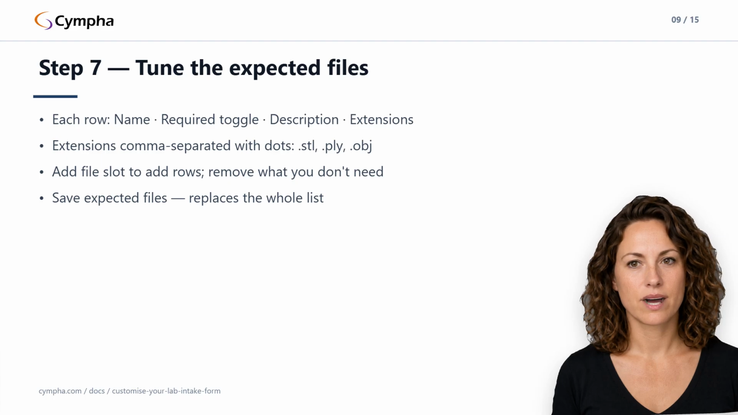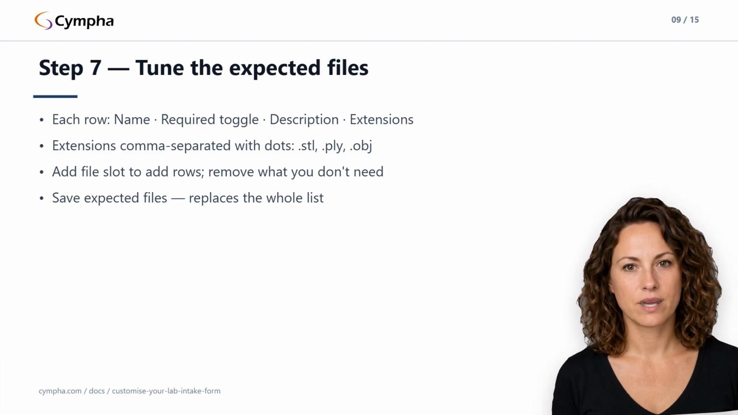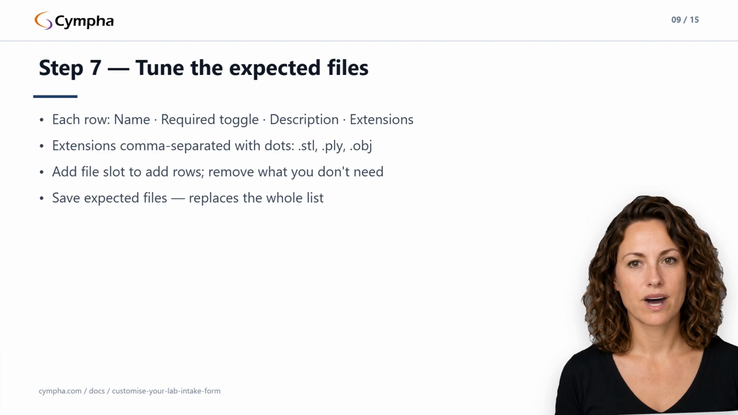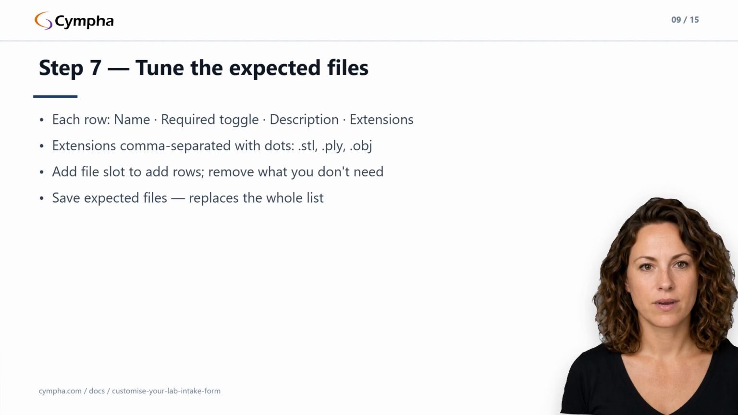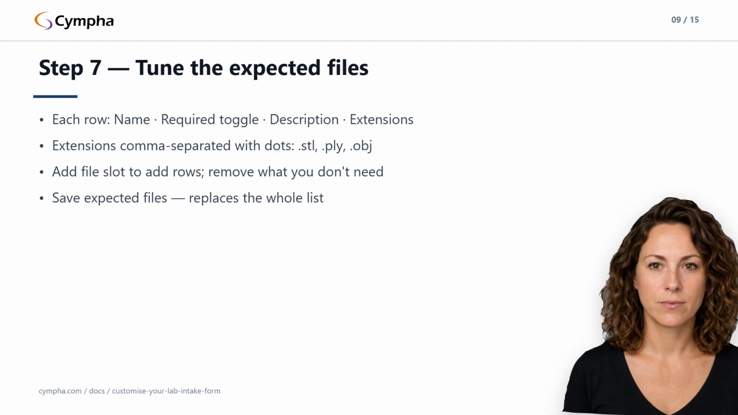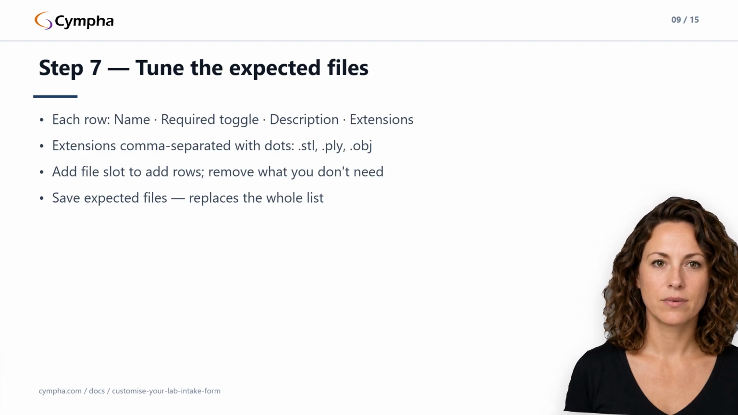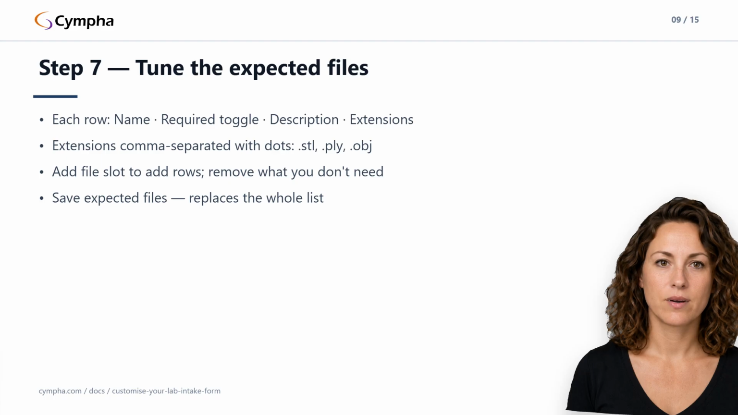The expected files section inside the preview dialog is yours to edit directly. Each row carries four things: the name the clinician sees, like upper arch scan, a required toggle, mandatory versus optional, a short description line, like full arch intraoral scan, and the accepted extensions, comma separated with leading dots, for example .stl, .ply, .obj. Use add file slot to add rows, remove the ones the extraction suggested that you don't actually need, and click Save Expected Files.